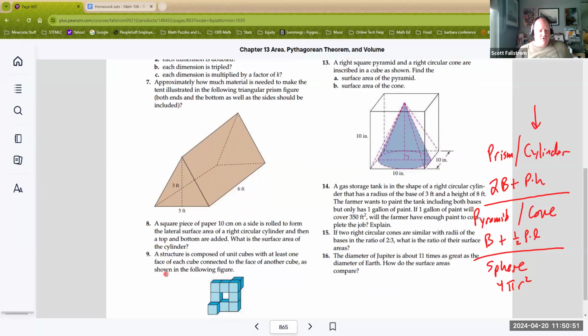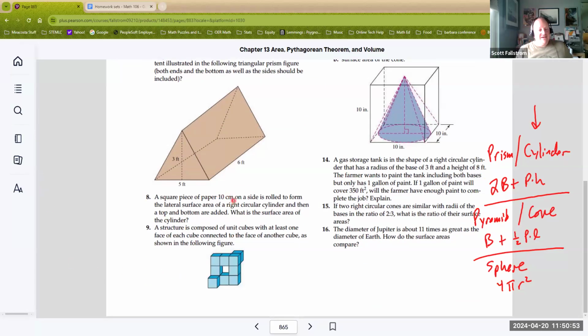Let's see here. A square piece of paper, 10 centimeters on a side, is rolled to form the lateral surface area of a right circular cylinder. Then someone adds the top and the bottom. What is the surface area of the cylinder? Right? Well, that's kind of cool. I kind of like that idea. Makes you think a little bit. So you are going to end with a shape that kind of looks like this.